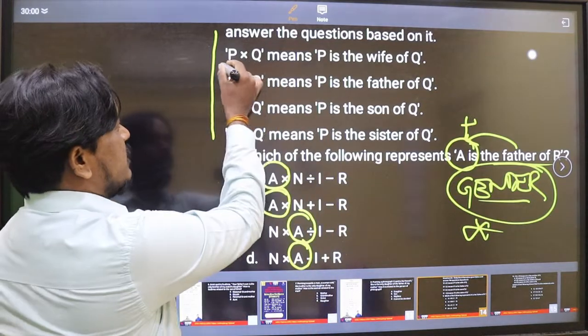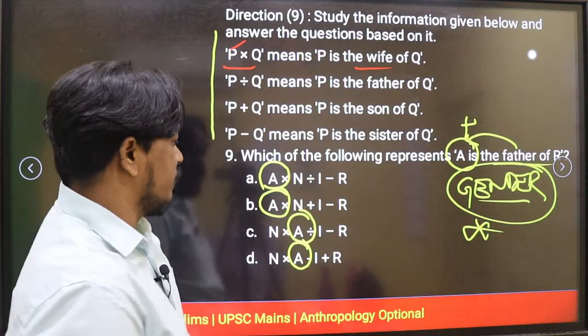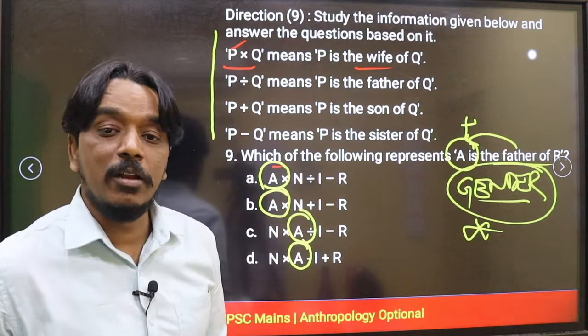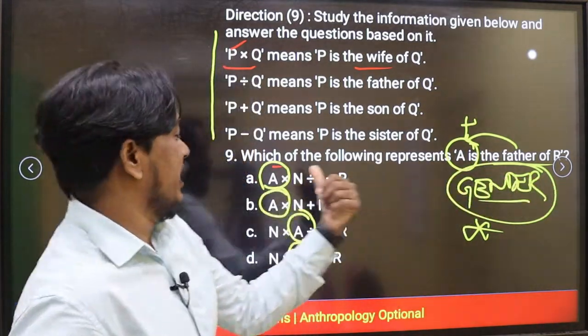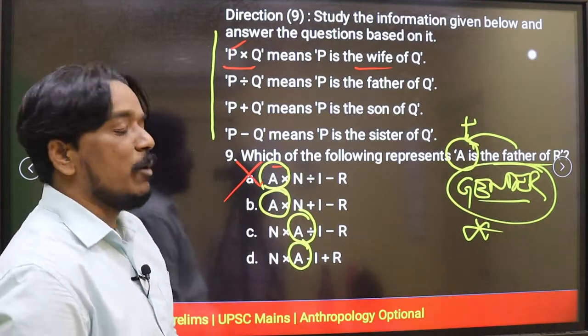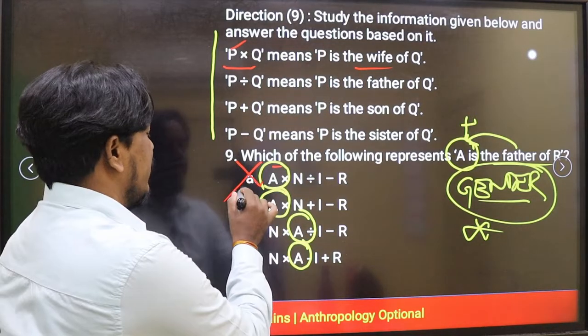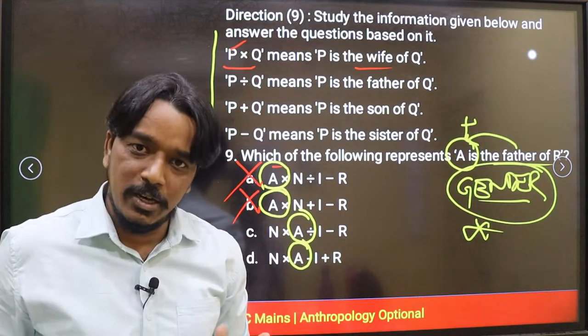Who is the wife here? The first person, P, is the wife. Just observe: A is a wife, A is a female. But we required a male. Here it is a female, so it is eliminated directly. Similarly, in the second option the same symbol is there with a cross, that means the symbol again gives a female, so it is eliminated. Two options are eliminated, right?